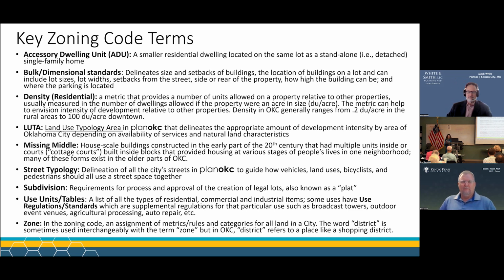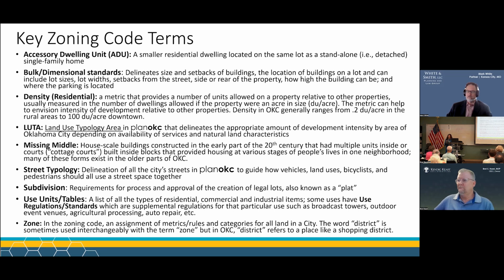And it's a way of us planners envisioning the differences between lots, because if you had 4 units on a quarter acre lot, that's 25 dwelling units per acre. It doesn't sound like that much, but it is. And so in Oklahoma City, we generally range from 0.2 dwelling units per acre way out in the rural areas, to 100 dwelling units per acre downtown. New York City has way higher than that, but that's sort of our range.